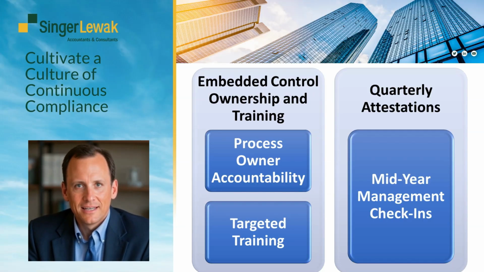Actionable strategy 9, quarterly attestations. Perform mid-year management check-ins. Implement a quarterly management sub-certification process. Require process owners to formally attest to the design and operating effectiveness of their key controls every quarter. This forces continuous vigilance, helps flag issues early, and provides documented evidence of management oversight that satisfies auditors.